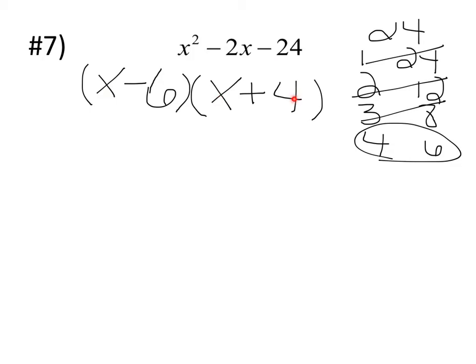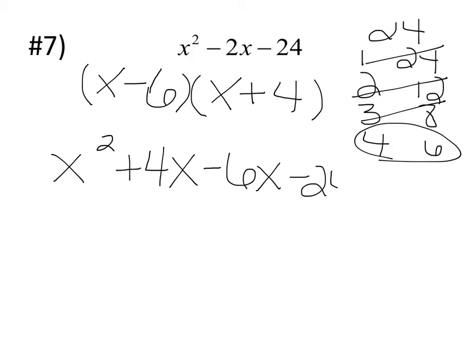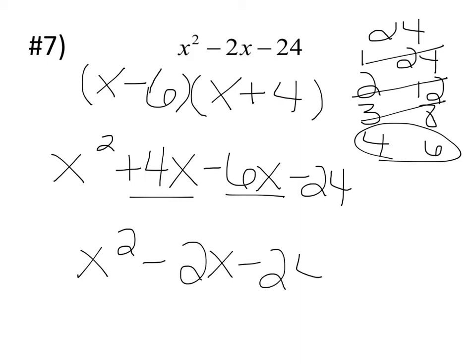See if there's anything that they have in common. X and 6 don't have anything in common. X and 4 don't have anything in common. So now I'm just going to check. X times x is x squared. X times 4 is 4x. Negative 6 times x is negative 6x. Negative 6 times 4 is negative 24. Combine your like terms. That is what I started with, so this is my answer.